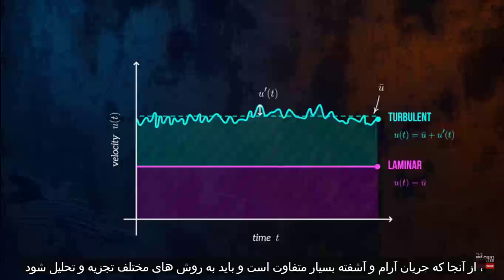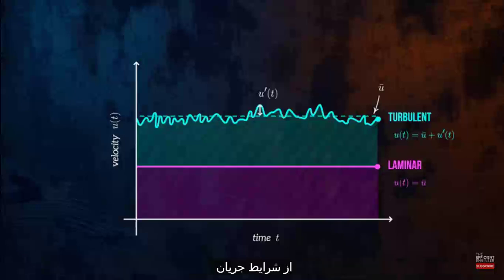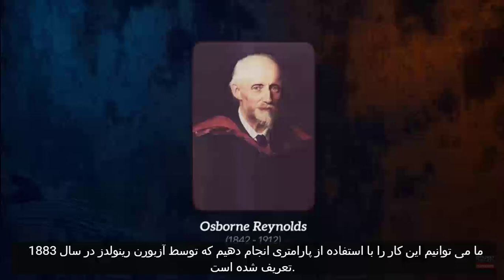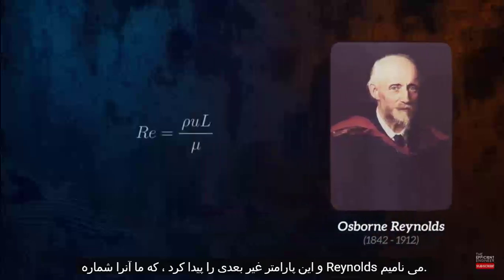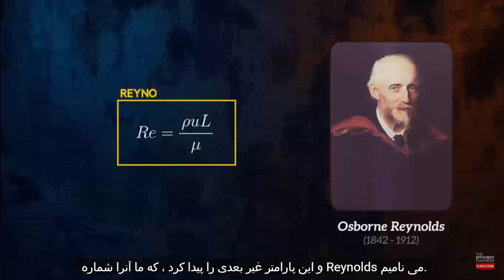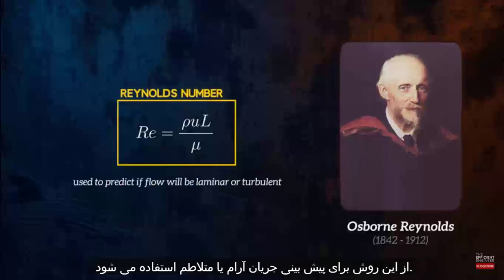Since laminar and turbulent flow are so different and need to be analyzed in different ways, we need to be able to predict which flow regime is likely to be produced by a particular set of flow conditions. We can do this using a parameter which was defined by Osborne Reynolds in 1883. Reynolds performed extensive testing to identify the parameters which affect the flow regime and came up with this non-dimensional parameter, which we call Reynolds number. It's used to predict if flow will be laminar or turbulent.